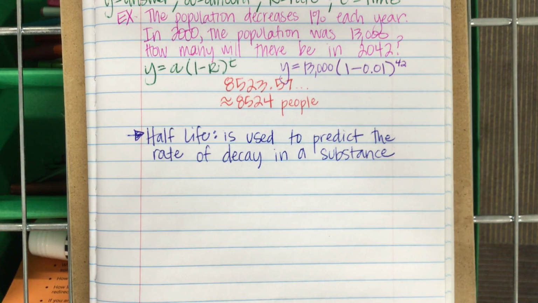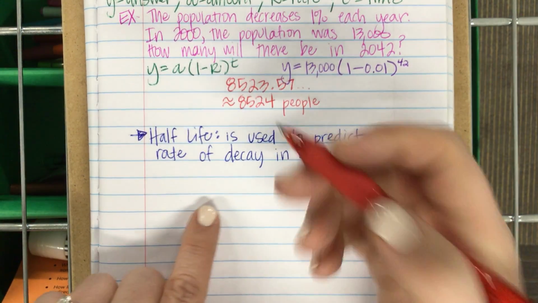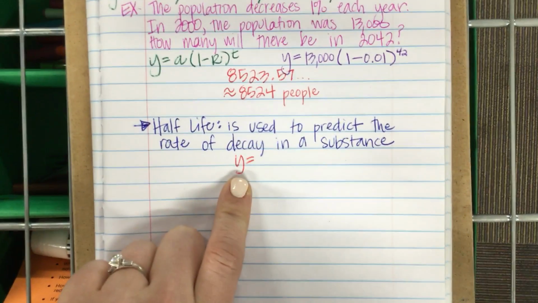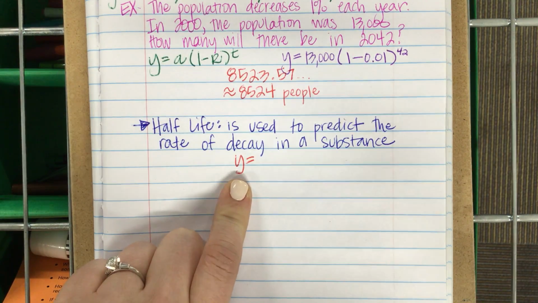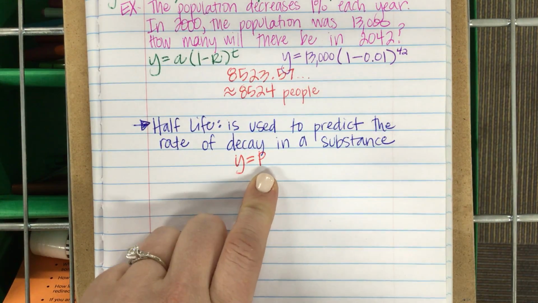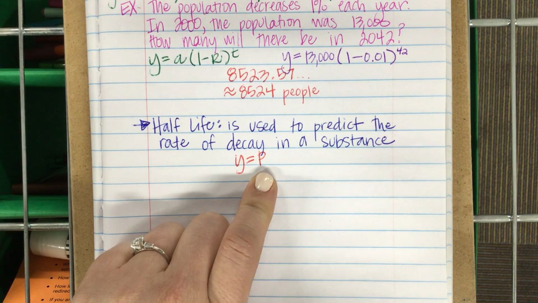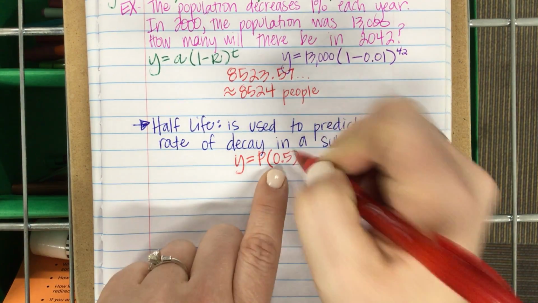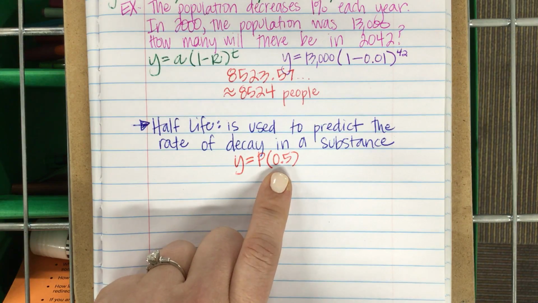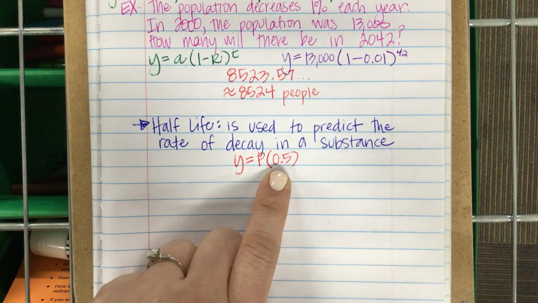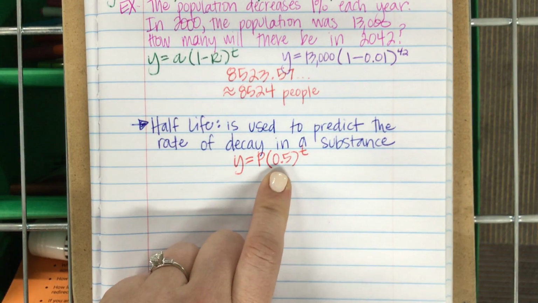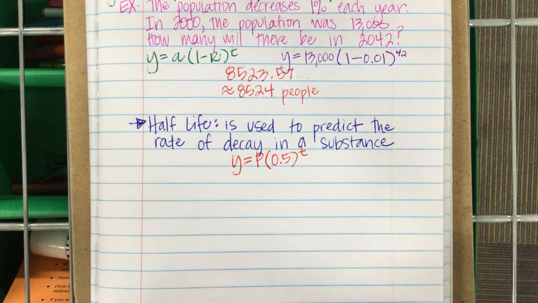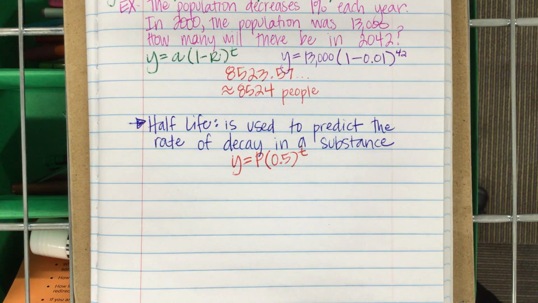So here's our formula. Half-life formula is Y equals P, again for principal, or the initial amount, times 0.5 to the power of t. Where do you think this 0.5 comes from? Half. Yeah, half. That's easy. I can remember that one easy. Because every time one of these cycles happens, half of it disappears.